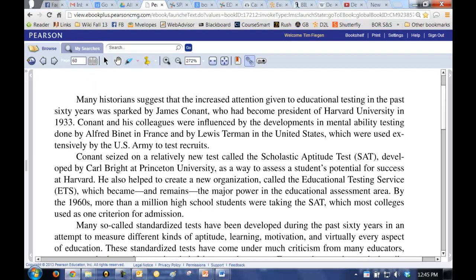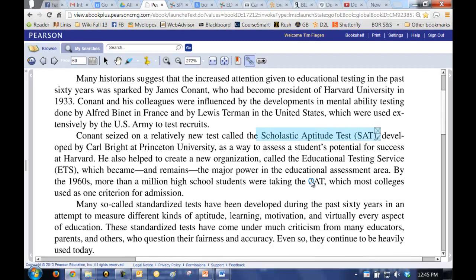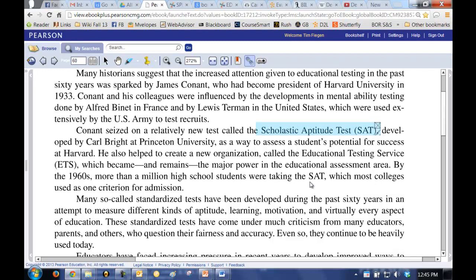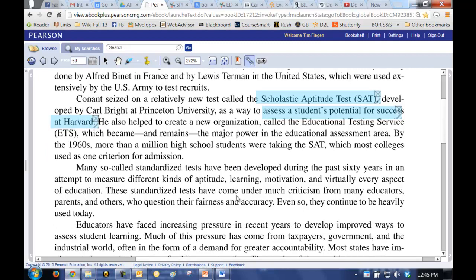This Conant was the guy involved with the SAT. He was real big on standardized testing to compare intelligence levels, and he felt it was a way to assess a student's potential to be successful. Where did he care about? Harvard. He was the president of Harvard. So he wanted these tests given so he could pick out the best ones to come to Harvard, because he thought he could determine chance of succeeding by that.